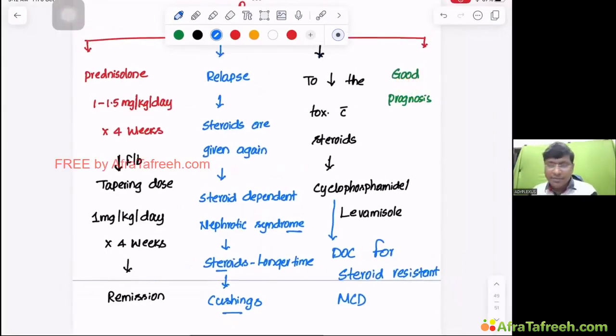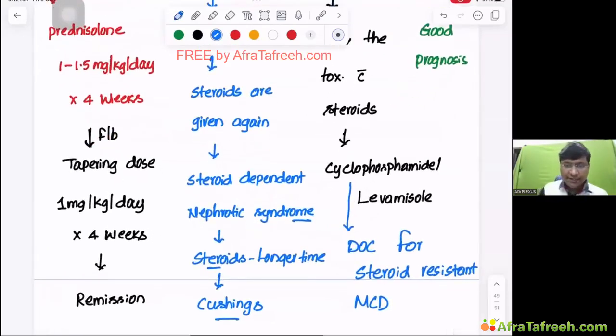I hope the same topic might have been discussed even in your pediatrics as well. So this will be completely a revision part for you, what I'm discussing in medicine here, because minimal change disease is a disease that you see in children, not in adults at all, right? Next.